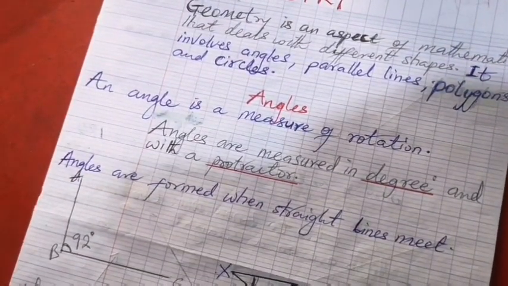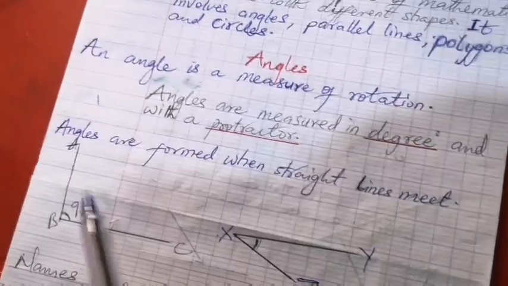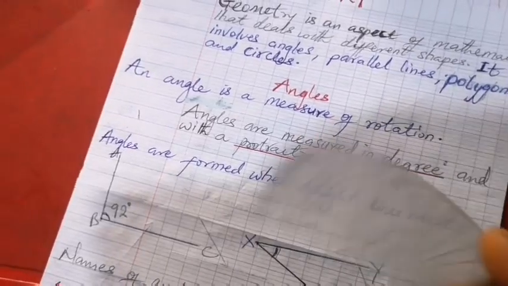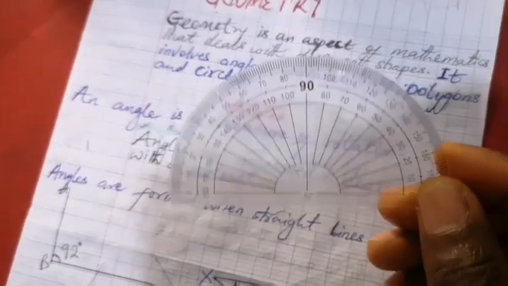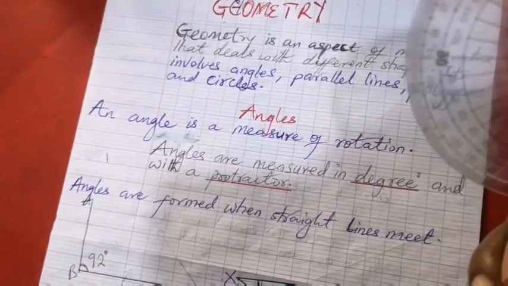Angles are measured in degrees. This is the sign of degree, and the instrument used in measuring angle is the protractor. So angle is measured with a protractor. This is the instrument that you can use to measure angle.